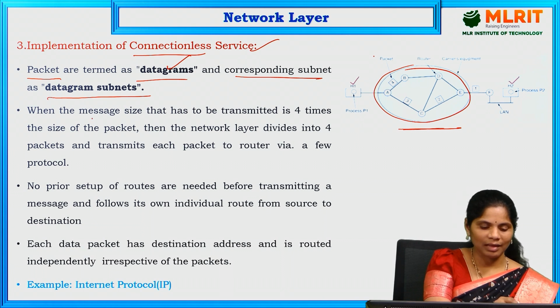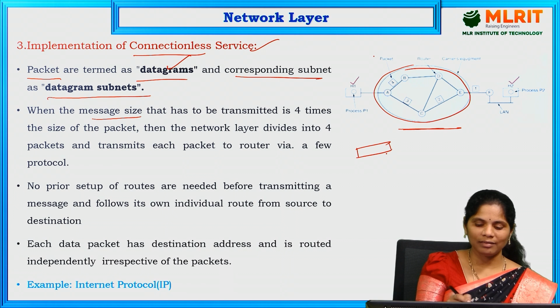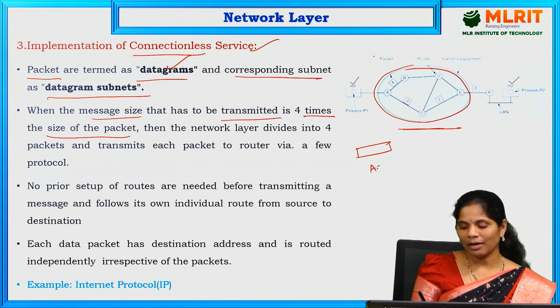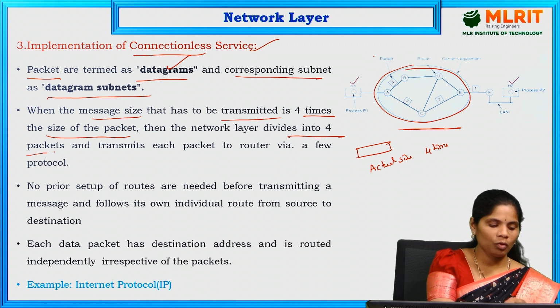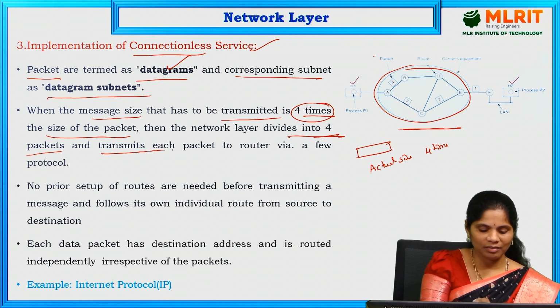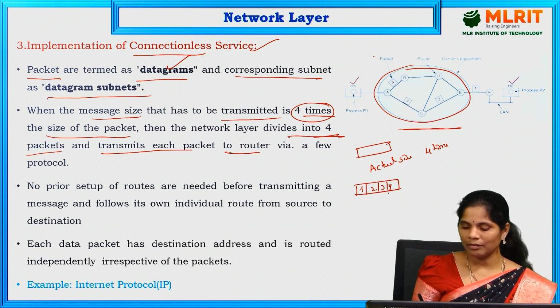When the message size is 4 times the size of the packet, the message can be divided into 4 packets and each and every packet is transmitted to the router. Suppose 1, 2, 3, 4 is the total message, but it is 4 times larger than the actual packet size.